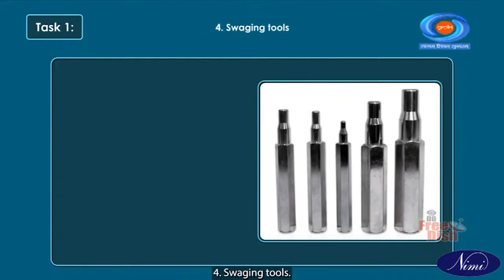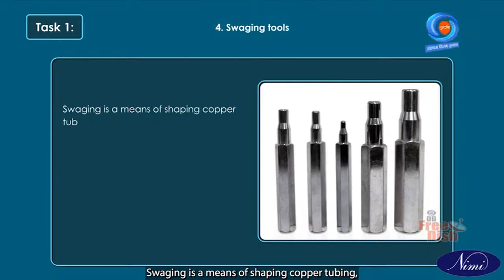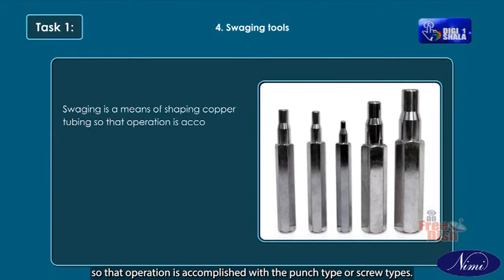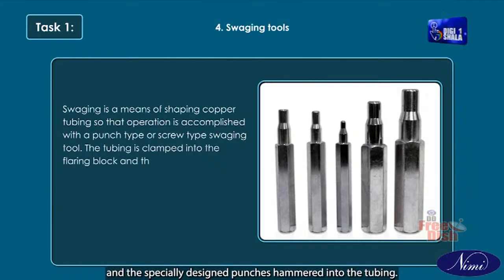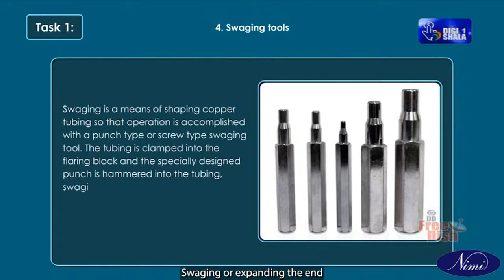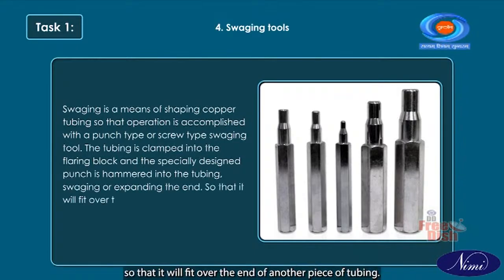Number 4. Swaging tools. Swaging is a means of shaping copper tubing, and the operation is accomplished with a punch type or screw type swaging tool. The tubing is clamped into the flaring block and the specially designed punches are hammered into the tubing, swaging or expanding the end so that it will fit over the end of another piece of tubing.